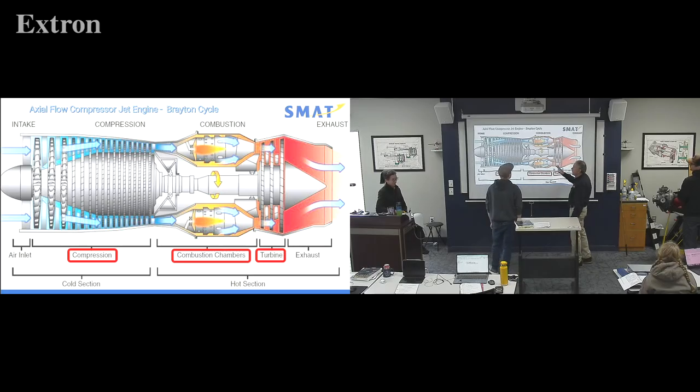Extreme reliability. The limiting factor of how powerful a jet engine can operate is going to be the overall temperature impinging on your turbine. You get them too high, you're going to have to turbulate your engine.